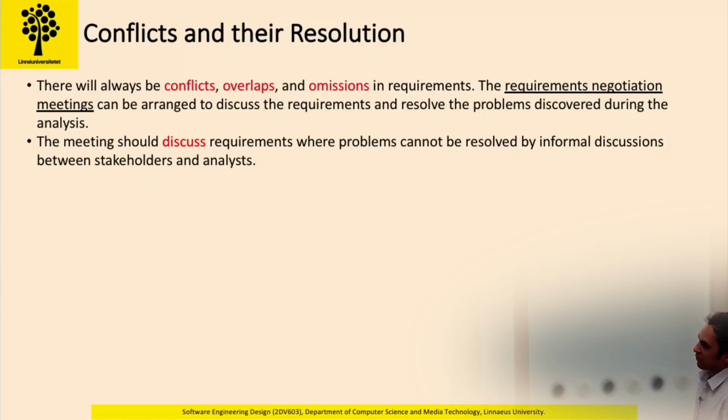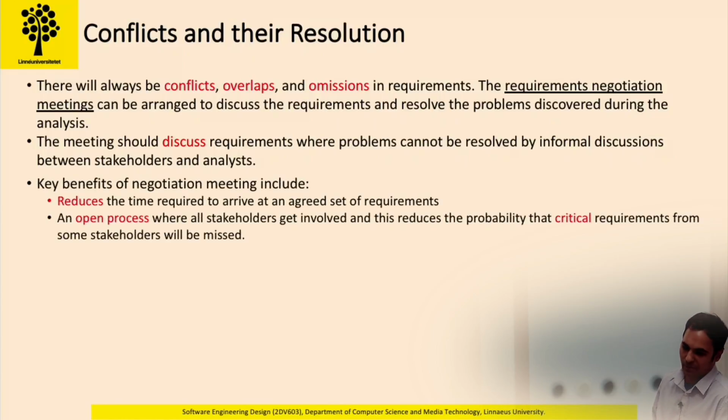We always have conflicts or overlaps or omissions in requirements. So how can we resolve those conflicts? The best way is to have requirements negotiation meetings, where we discuss requirements with the stakeholders and take actions. So either we keep the requirements or remove the requirements.